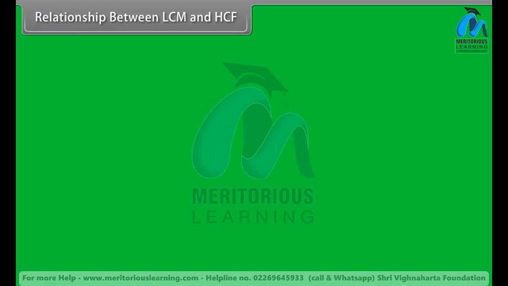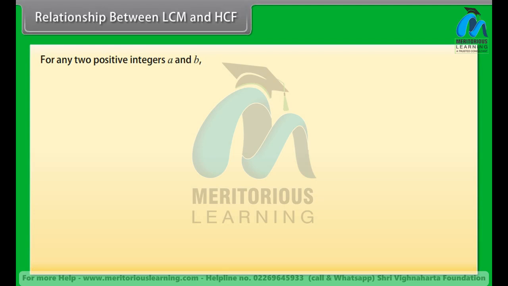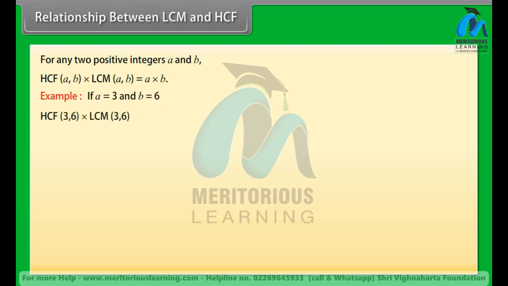Relationship between LCM and HCF. For any two positive integers a and b, HCF(a, b) × LCM(a, b) = a × b. Example: if a = 3 and b = 6, HCF(3, 6) × LCM(3, 6) = 3 × 6 = 18.